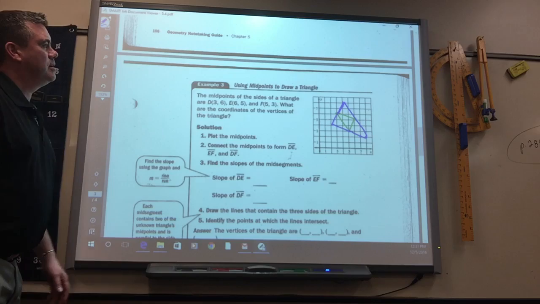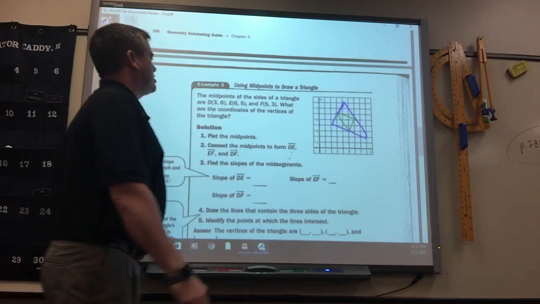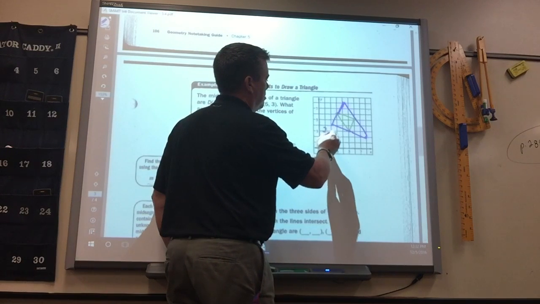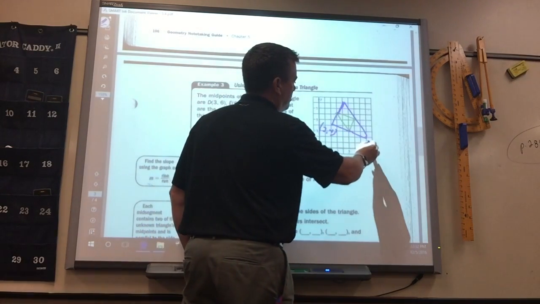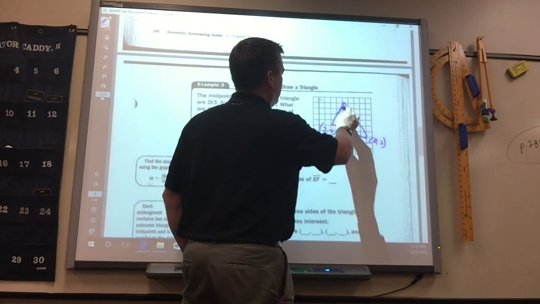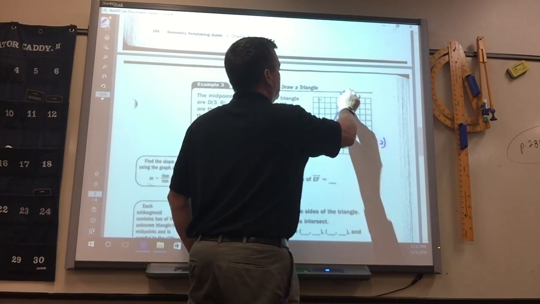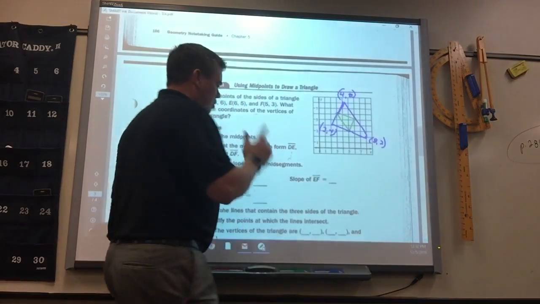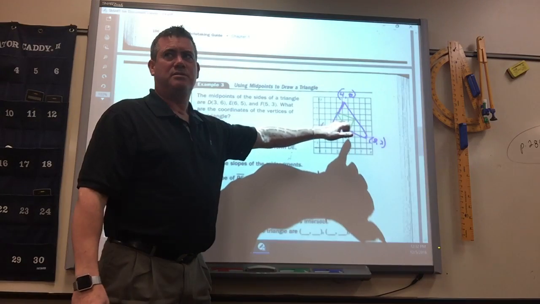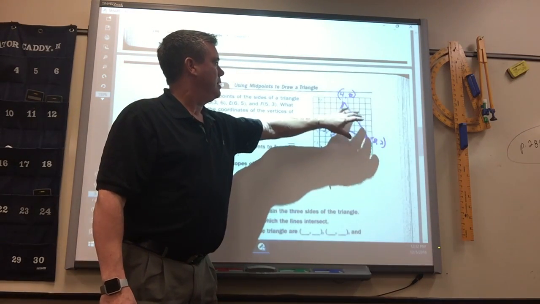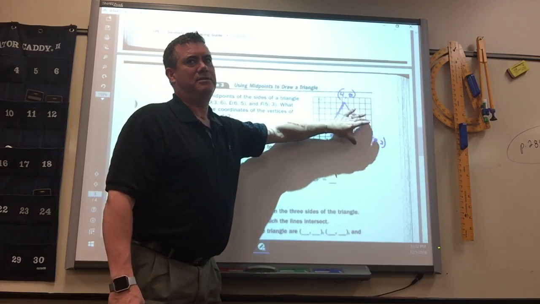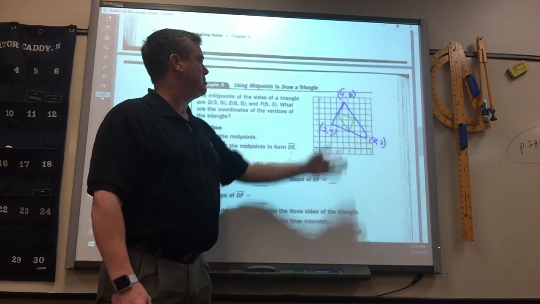Okay? So then they ask, what are the coordinates of the vertices? This one is 2 over 4 up, 8 over 2 up, and 4 over 8 up. One other thing I should point out is the perimeters of these two triangles. How do you think the perimeter of the little triangle compares to the perimeter of the big triangle? It's half as much.